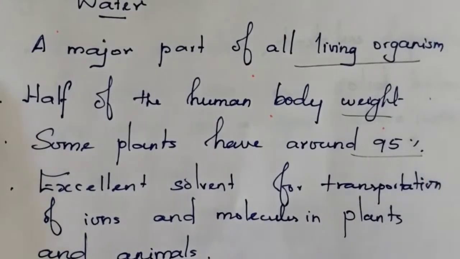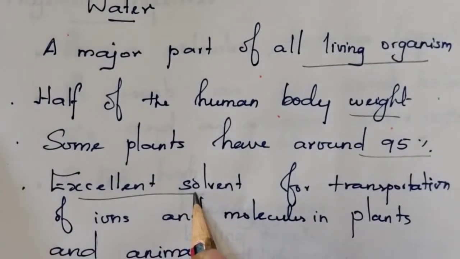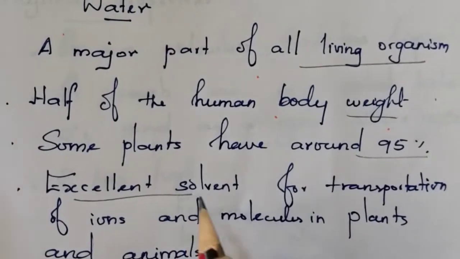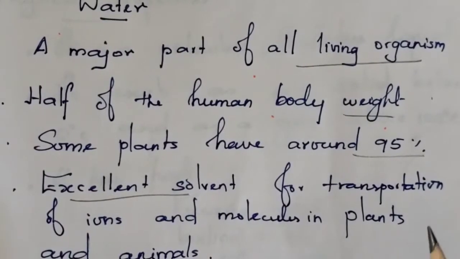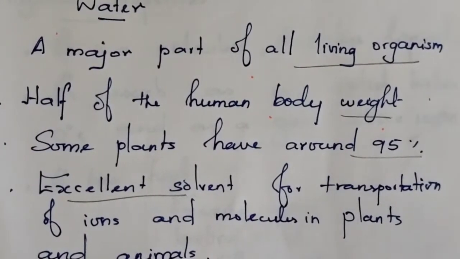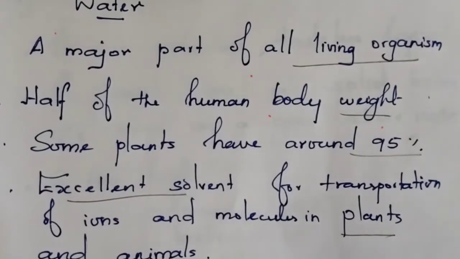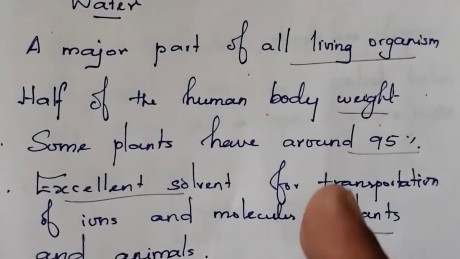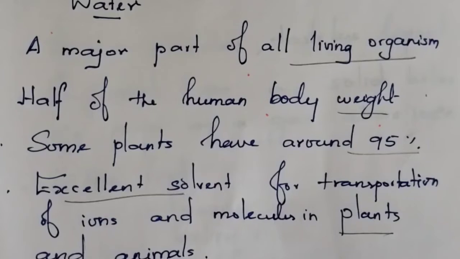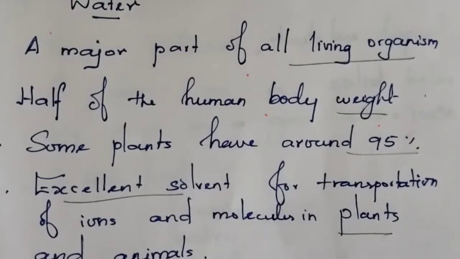Water is an excellent solvent, which is why it is also called the universal solvent. It is an excellent solvent for the transportation of ions and molecules in plants and animals. Mainly, water acts as a transporting agent inside the human body as well as in plant bodies.